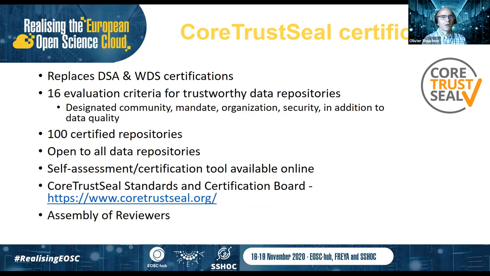The Core Trust Seal is a self-assessment done by the repository itself. It's based on 16 criteria, which mix technical information and organization. You will see that the FAIR principles mainly address technical choices or details such as formats and metadata. The Core Trust Seal also has an organizational side, which is very important. At the moment, we've got a little bit more than 100 repositories which have been certified. It's open to any kind of data repositories. The certification process is done using an online tool, and when the application is done, peer reviewers will evaluate the application.